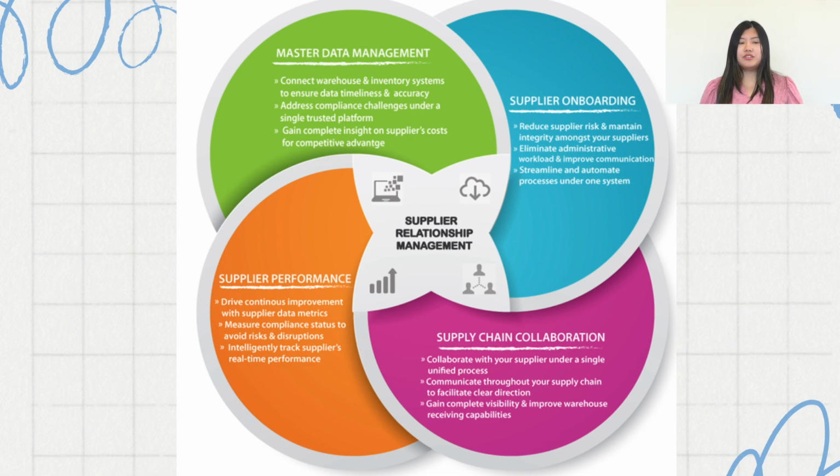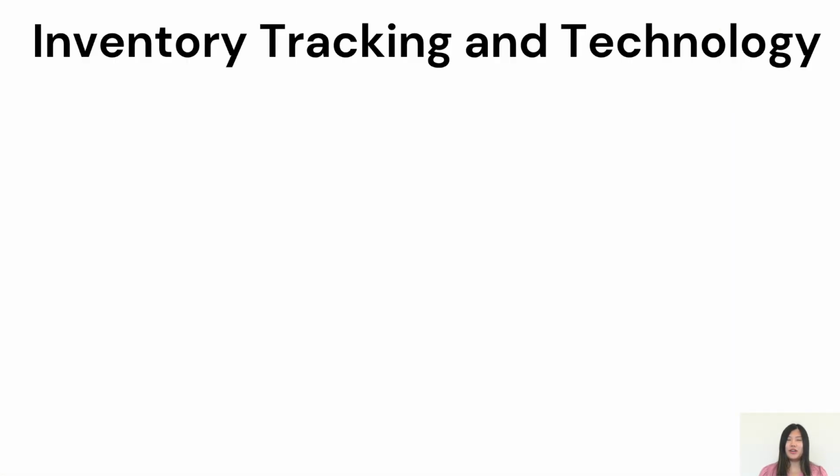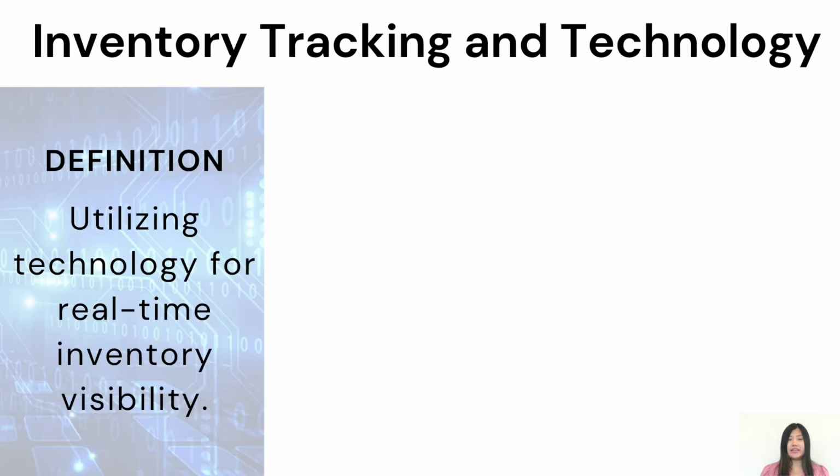Things like make sure to onboard suppliers by creating agreements and systems of communication and keeping track of suppliers' performance to ensure that they are providing what you need to help make sure that the relationship is strong. The next form of inventory management is inventory tracking and technology. Inventory tracking and technology is the use of online programs, software and other systems to make sure you have an inventory count of your inventory at all times.